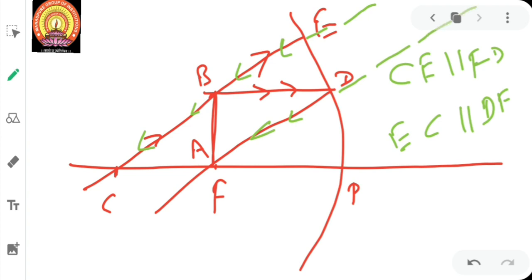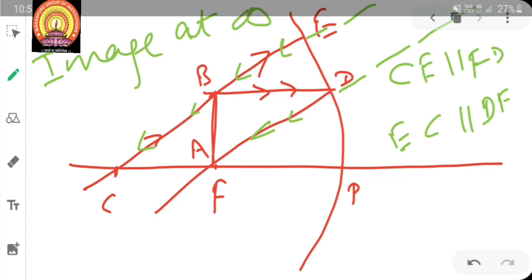So due to that, what happens then? The exact diverging point is not caught by us. Diverging point मिलेगा क्या हम लोगों को? नहीं मिलेगा. Then what can we say? At that time we can say the image is at infinity. Image कहाँ पे होगी? Image will be at infinity.